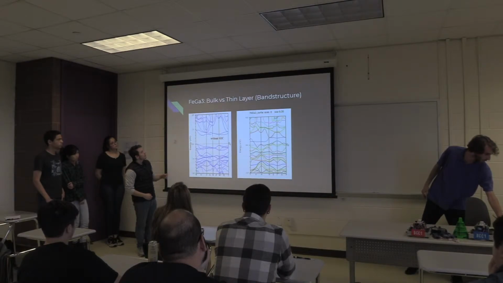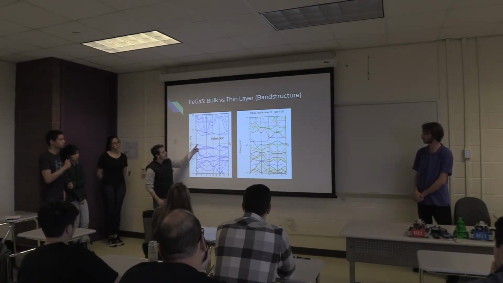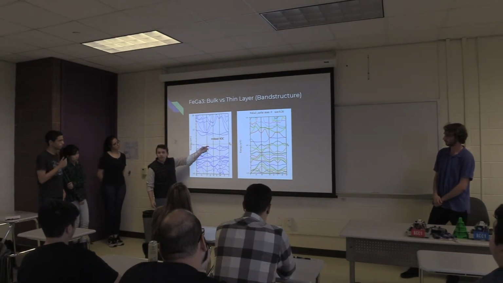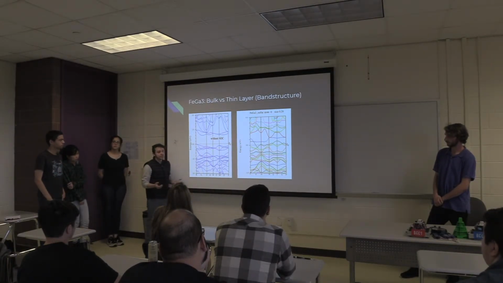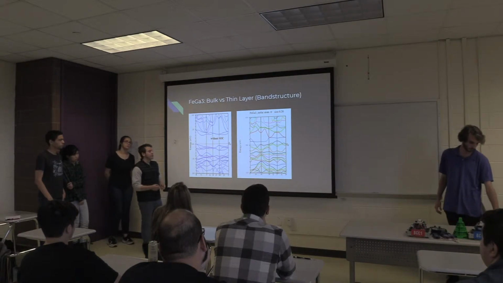Also, we could check that in the band structure. As you can see here, there's no band crossing the Fermi level, and over here there are some bands crossing. So this is very interesting. We're still trying to investigate why this is really happening.